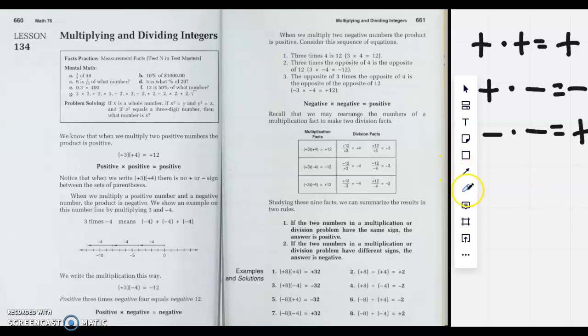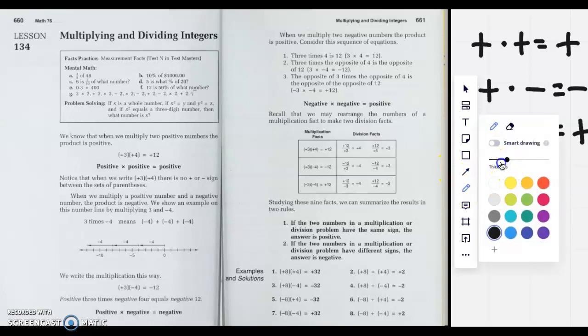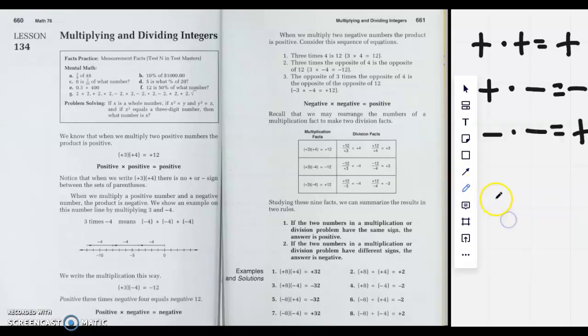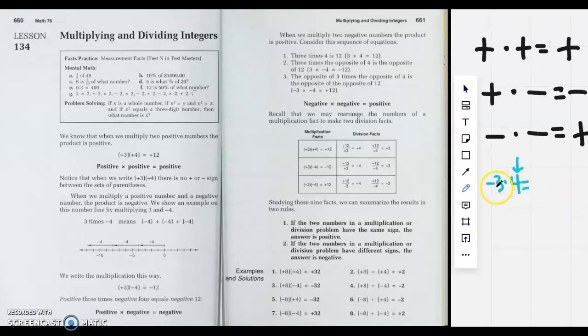So if we were to take an example, let's go ahead and do some math. If I were to say negative 3 times positive 4, I look first at my signs. Because 4 doesn't have a sign, we assume that it is positive. So negative 3 times positive 4. Well, I know that a negative times a positive is always going to be a negative. And now I'm just going to do the math. 3 times 4 is 12.